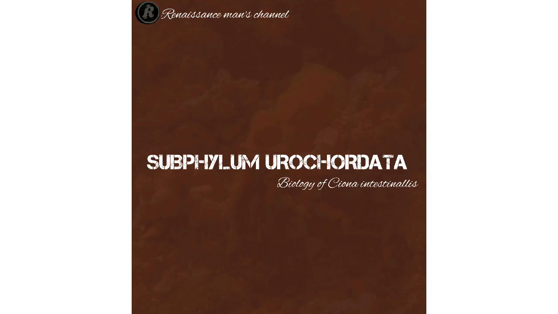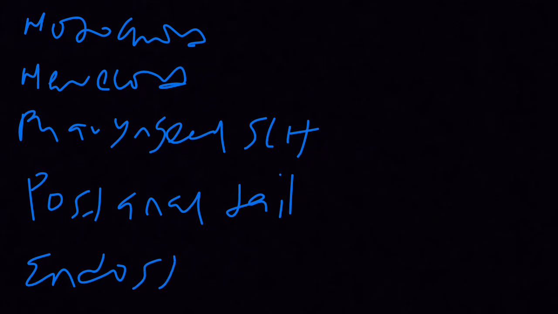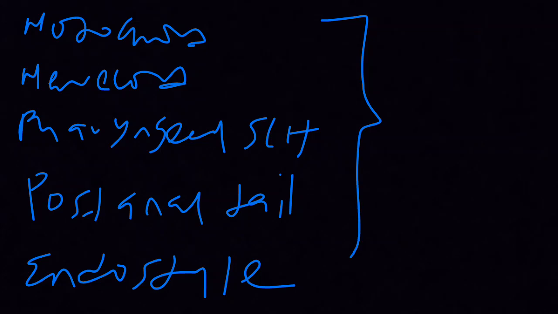Let me just summarize what we have talked about before. In the first video we talked about the diagnostic features of chordates as well as the classification of chordates, and we said basically the diagnostic features of chordates is N²P², which is notochord, nerve cord, pharyngeal slits, post-anal tail, and the last one is endostyle. I said all of these are present in the embryonic stage of chordates.